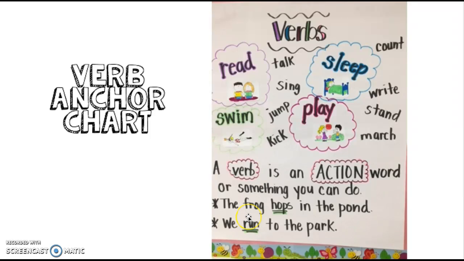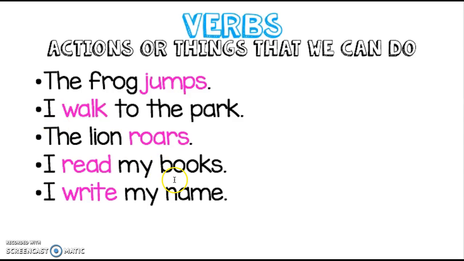And then at the bottom, we read sentences and underline the verbs that are in those sentences. We also take a look at sentences that I already wrote from this previous slide here, and I have them help me to highlight or circle the verb in those sentences. And then finally, I have them write their own sentences and circle the verbs.